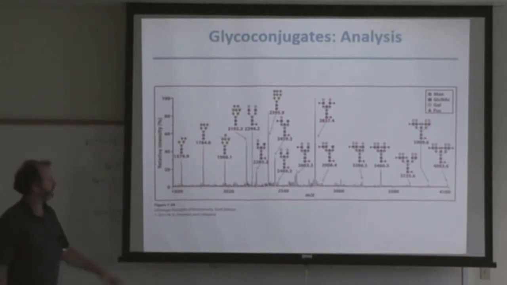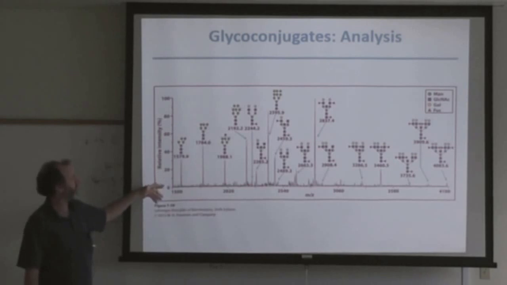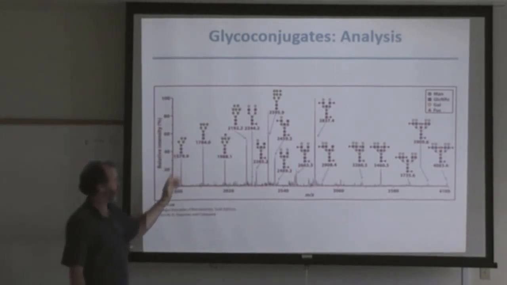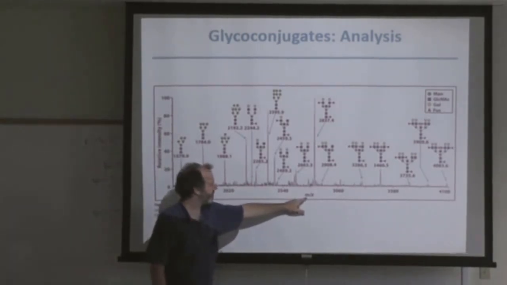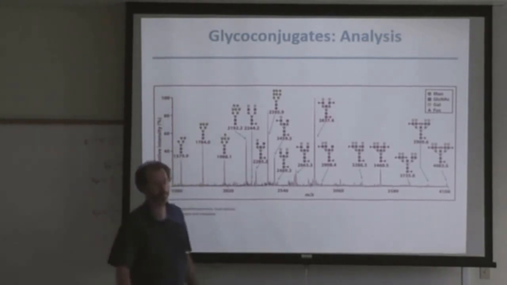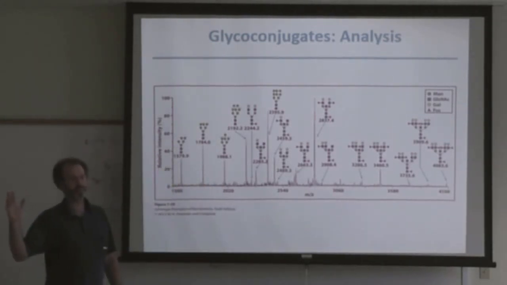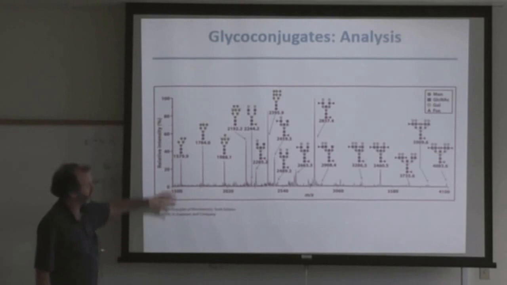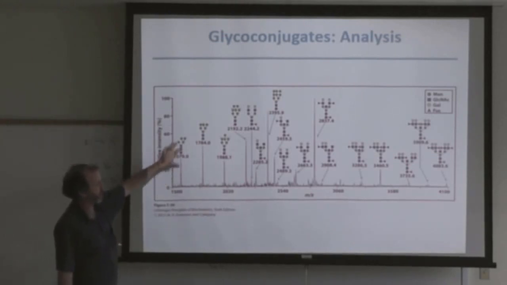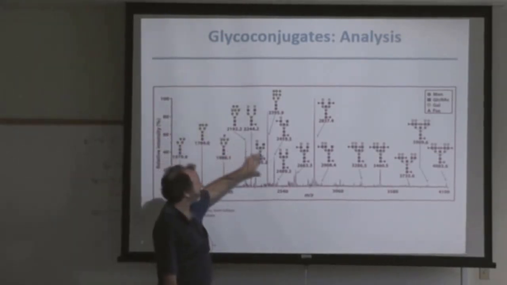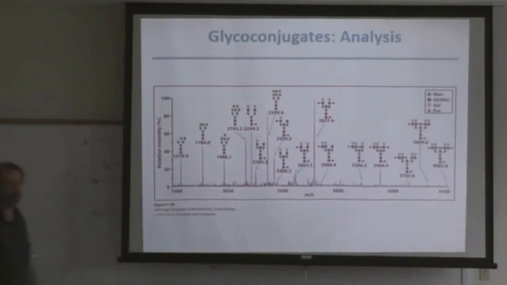In this example, this is mass spec, and they're looking at m/z, which is your mass to charge ratio, because mass spec works by separating things by their mass and charge, and you can analyze a specific protein for its glycosylation sites and what glycosylations it has.